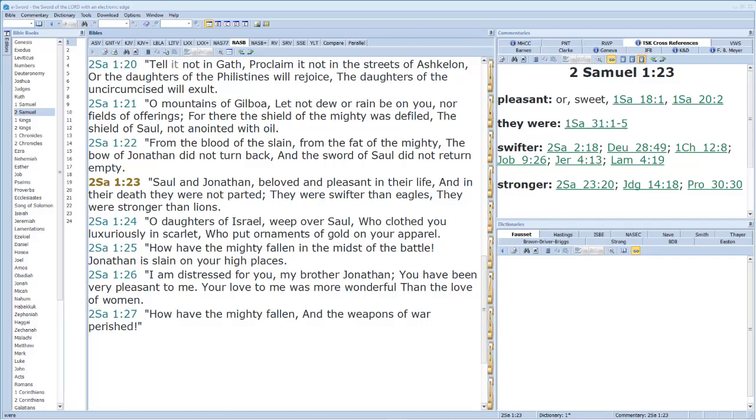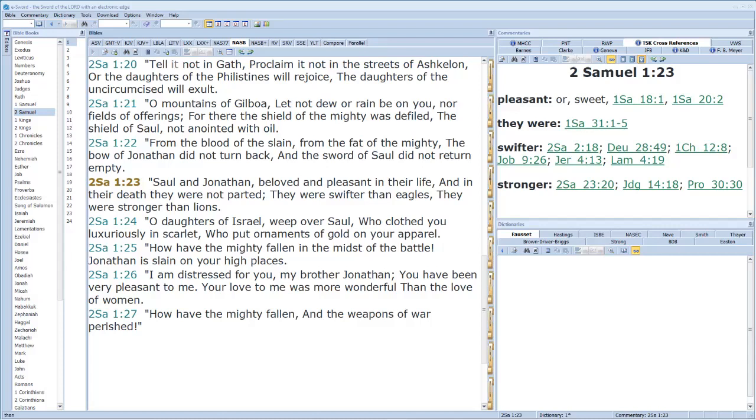So they weren't separated. And what that means is that they fought the same battle and they died in the same way, or maybe not the same way, but they died together at the same time. And it says they were swifter than eagles and they were stronger than lions. In other words, David is praising their ability to wage war and their ability to fight. And he was pointing out just exactly how courageous they were.